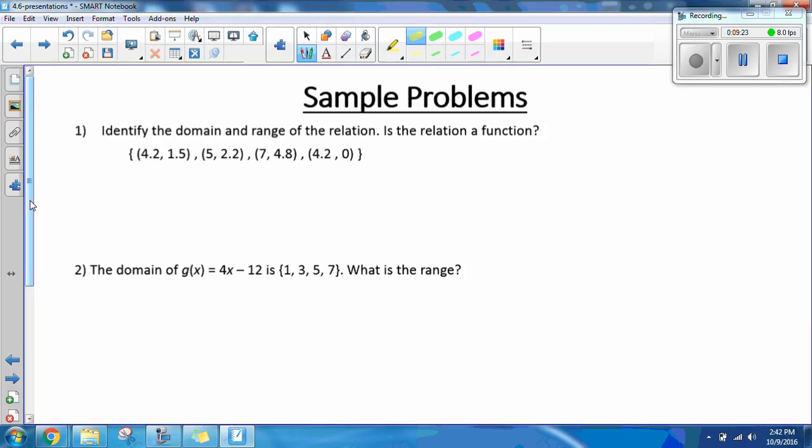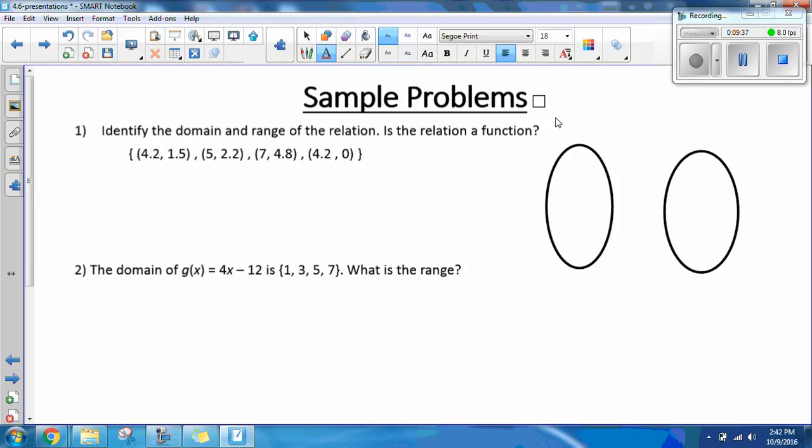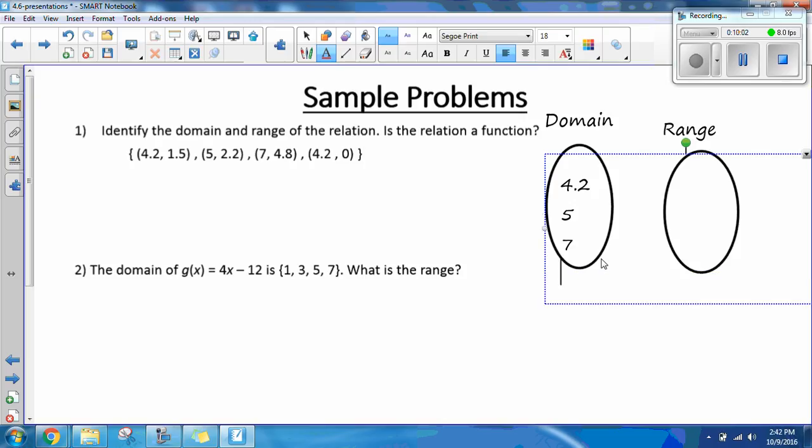Identify the domain and range of the relation. Is the relation a function? So again, we can use our mapping to help us out. So we'll draw 2 circles. We'll label this one as our domain, and then this one as our range. And make sure that the domain has only the x values. So let's write in our x values here. So the first x value is 4.2, then we have 5, 7, and we have 4.2 again, so I don't need to repeat that. I can just leave it like that.